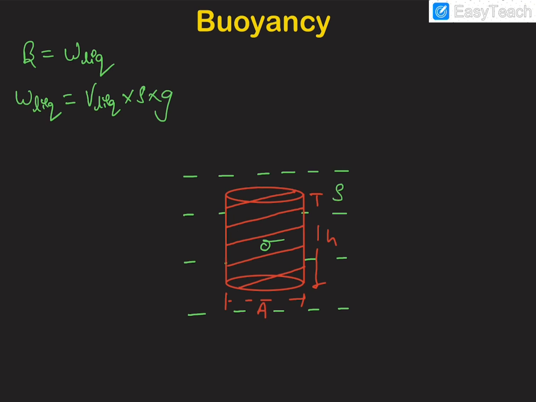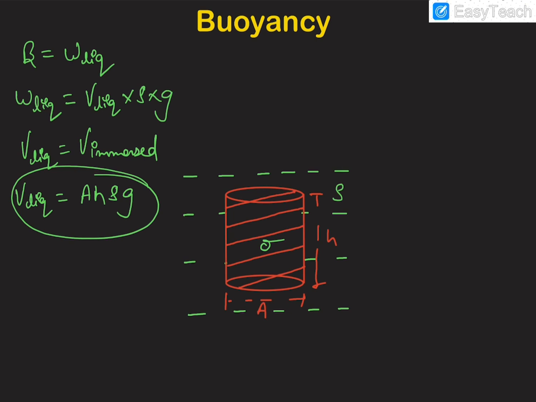So weight of the liquid displaced will be, now obviously we know that volume of the liquid displaced is equal to volume of solid immersed. This is volume of solid immersed. And in this case, the complete volume of the solid is being immersed in the liquid. So volume of liquid displaced in this case is equal to A into h, times rho into g. In fact, we are just writing down the volume. So volume of liquid displaced will be A into h.